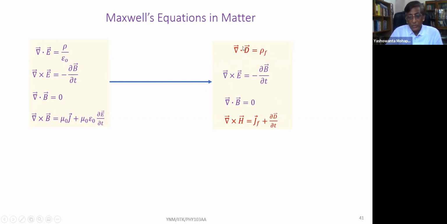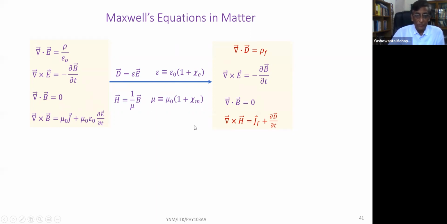So Maxwell's equations in matter are easier to deal with in terms of D and H, because in between there are constitutive relationships, because D is epsilon E. And for linear materials, we have defined epsilon as this, and H as B over mu. So these are the constitutive relationships which take us to Maxwell's equations in matter. All right. How did I get that? Let me remind you a little bit.